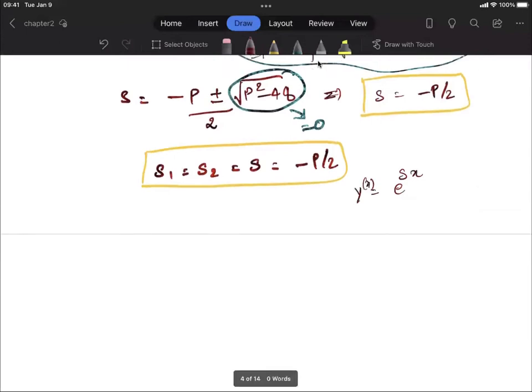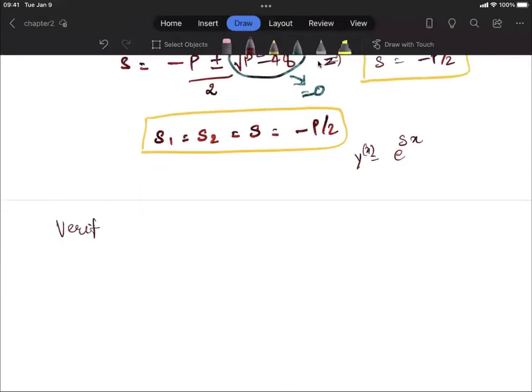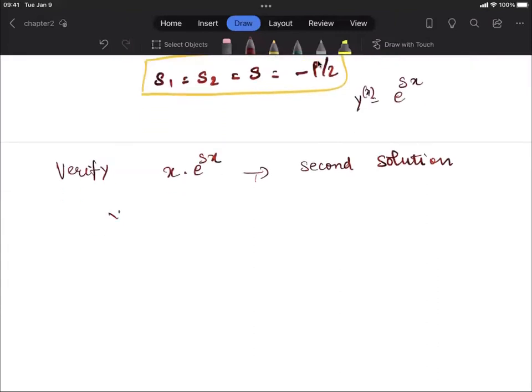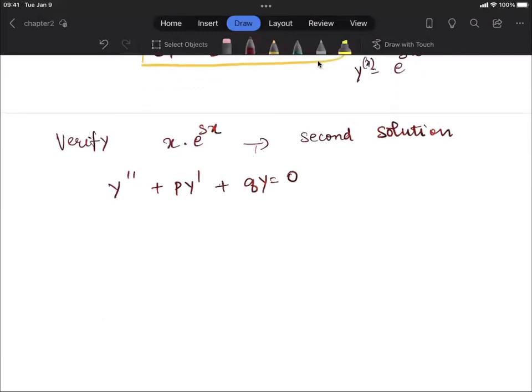Now we are asked to verify that x times e to the power sx is the second solution. So we need to verify this. The best way to verify it is to actually solve the equation, which is given by this, y double prime plus py prime plus qy. Now, in our case, y is equal to x times e to the power sx, right? This is y2. y1 is e to the power sx.